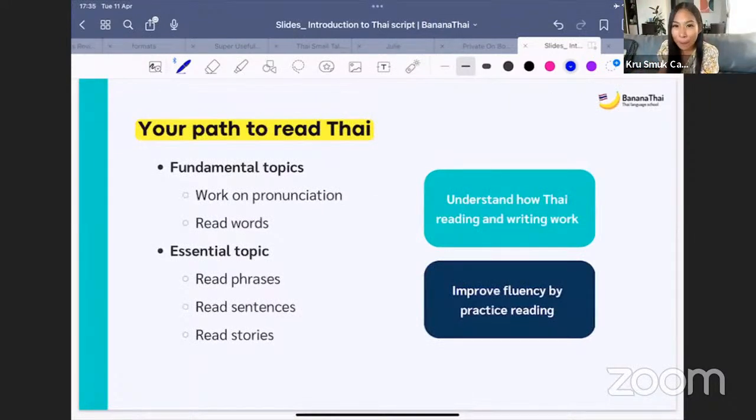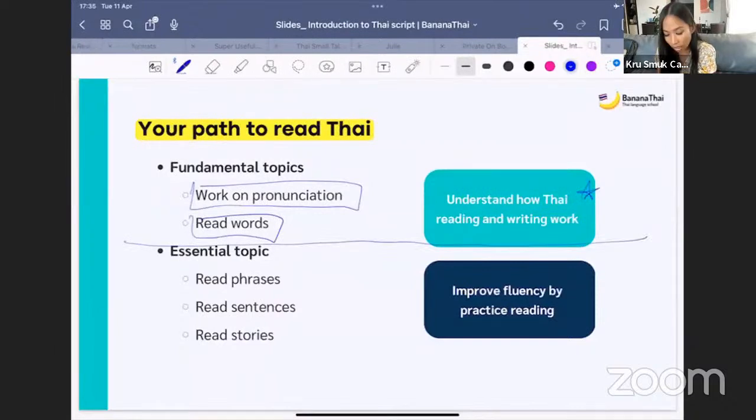First one, fundamental topics: you will be able to read words and work on your pronunciation. This is the only time you will be able to focus on your pronunciation of the consonant sounds and the vowel sounds. So work on your pronunciation. You read words, you understand how Thai reading and writing work, and then come to the next step. You read phrases, you read sentences, and then you read a story. So first, understand, and second, work on your fluency by practicing reading.